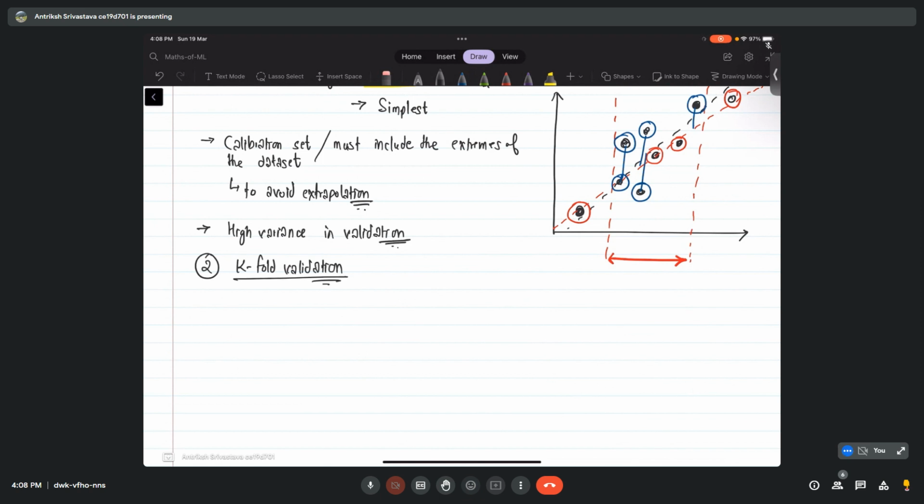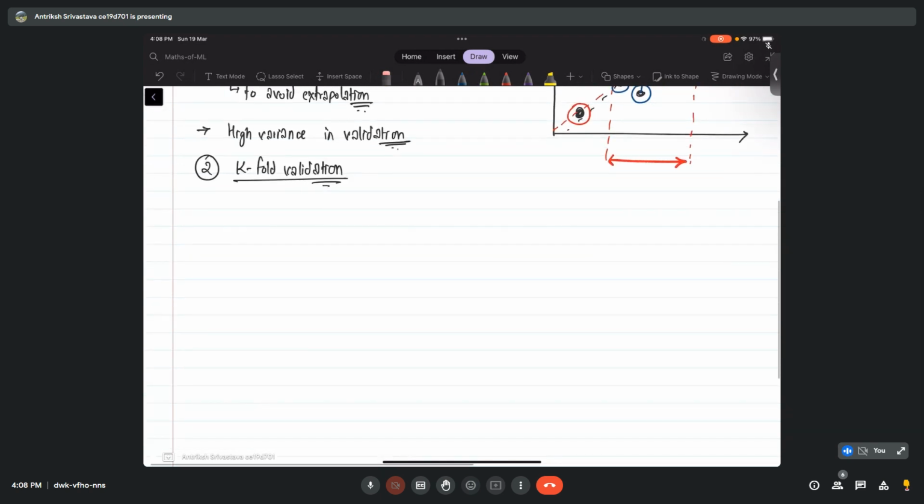Okay, so how does this k-fold validation avoid this kind of high variance? Let's understand using another example. Let's say you have a set of points that describe the relation between x1 and x2. Now these set of points are arranged such that they are making some kind of shape.